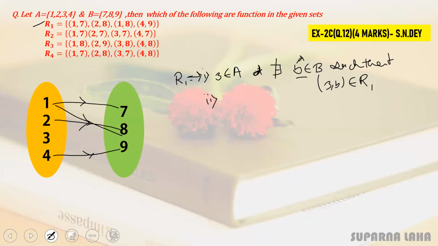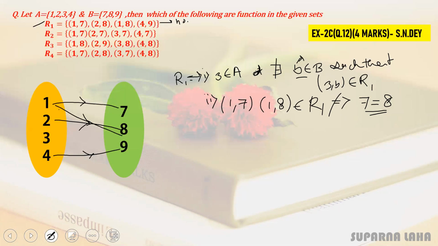Second one is if (a, b), so (1, 7) and (a, c), there is (1, 8), belong to this relation, then it will imply that... it does not imply 7 is equal to 8. So that means the second condition does not hold. So we can say that this is not a function.